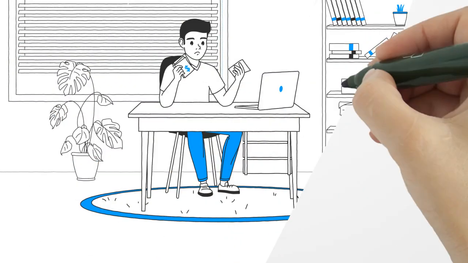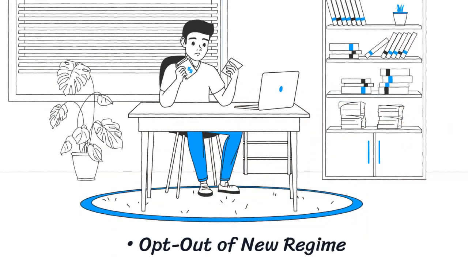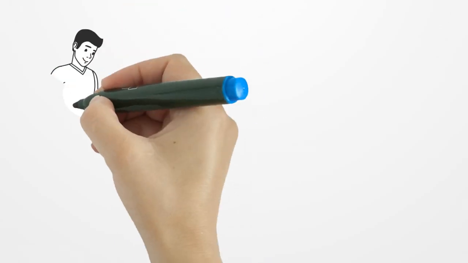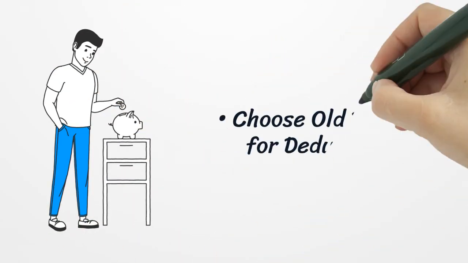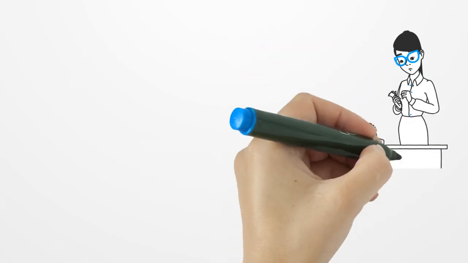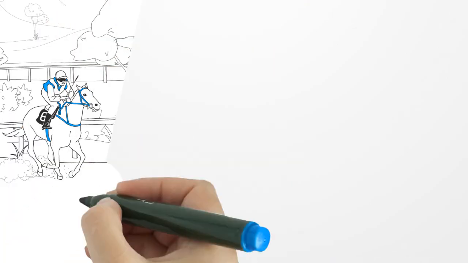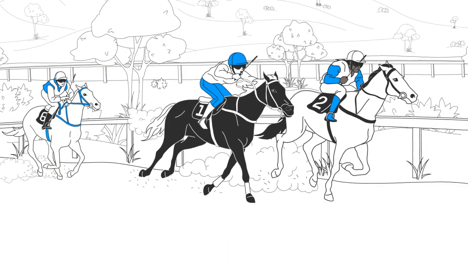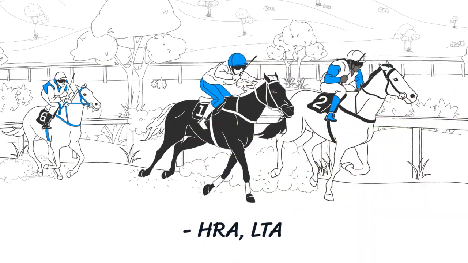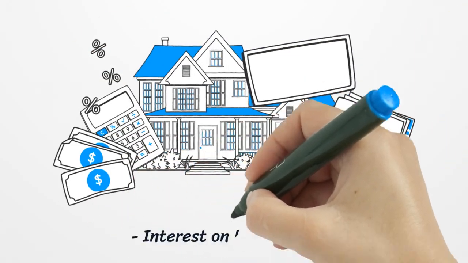Purpose of filing Form 10-IEA: to opt out of the default new tax regime under Section 115BAC(1A), and to choose the old tax regime and claim deductions such as Section 80C, 80D, etc., HRA, LTA, and interest on housing loan under Section 24(b).